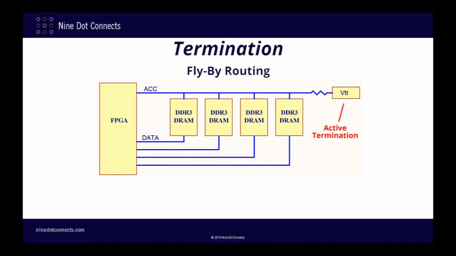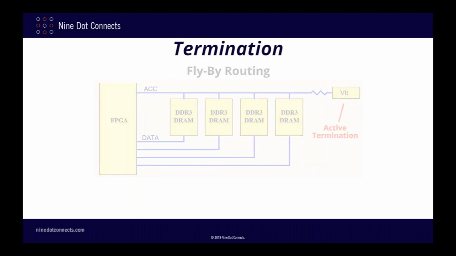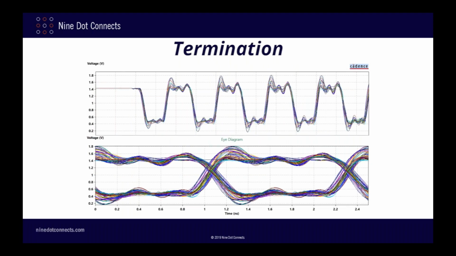And in fact, the DDR3 specification suggests the use of what is called active termination for the ACC lines to get the best possible signal integrity. In the meantime, I've simulated the ACC lines for my design, which uses flyby routing and active termination, to provide our baseline data set that we will use for comparisons as I explore other termination schemes.